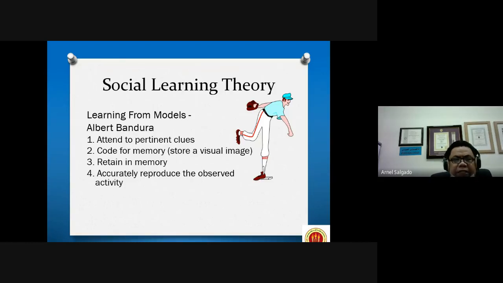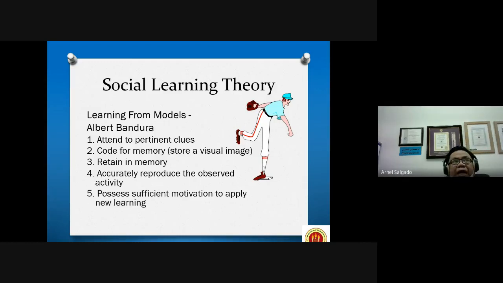You are going to ask the patient to repeat over and over again until such time that it becomes perfect. When they go home and do that, it will be a smooth process. They will not suffer difficulty anymore because they know what to do and how to do it. That is the meaning of Albert Bandura's learning from a model, step number four: accurately reproduce the observed activity. In short, you return demonstrate.